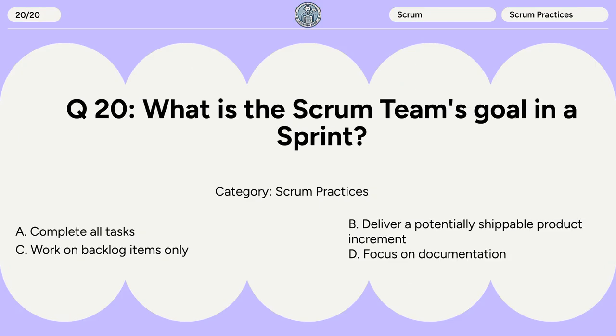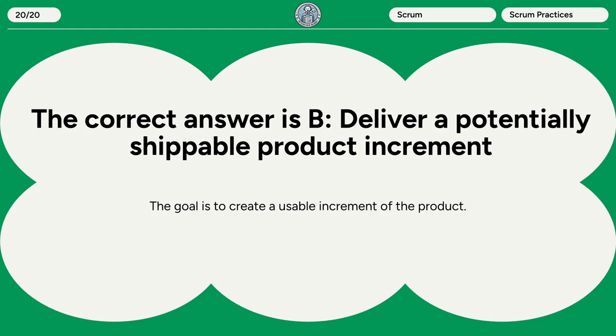Question 20. What is the Scrum team's goal in a sprint? A. Complete all tasks. B. Deliver a potentially shippable product increment. C. Work on backlog items only. D. Focus on documentation. The correct answer is B. Deliver a potentially shippable product increment. The goal is to create a usable increment of the product.